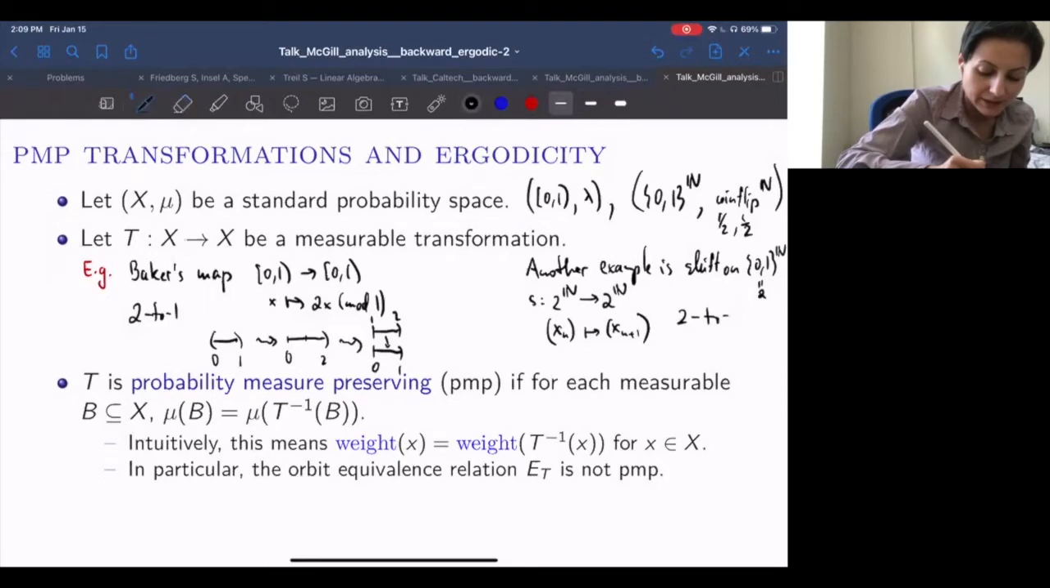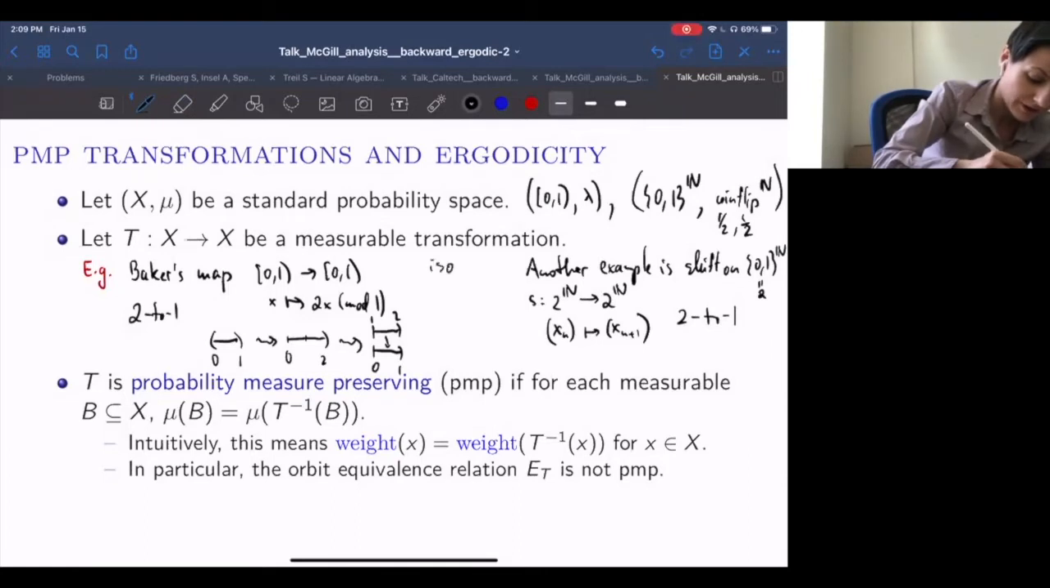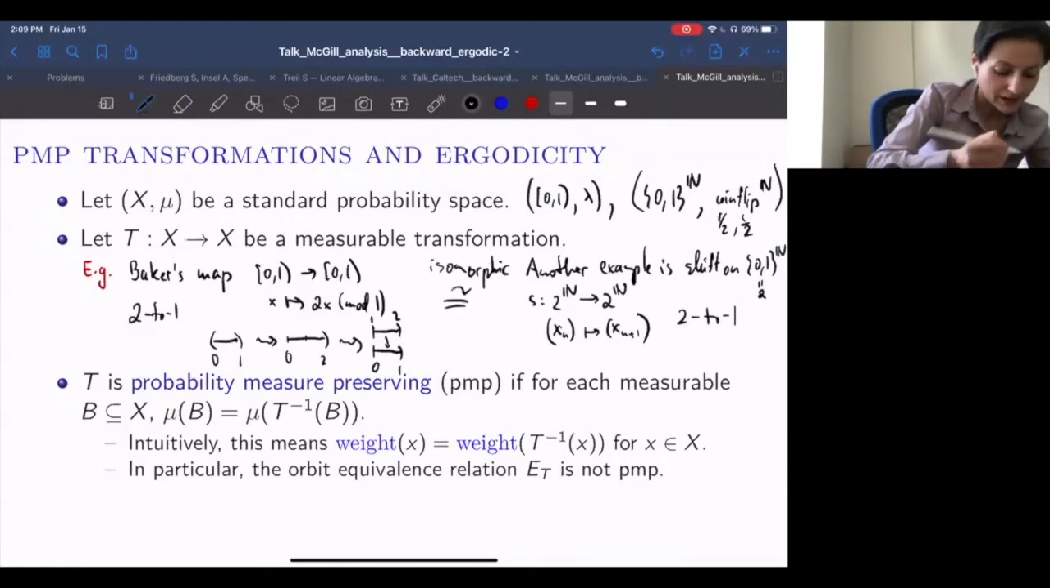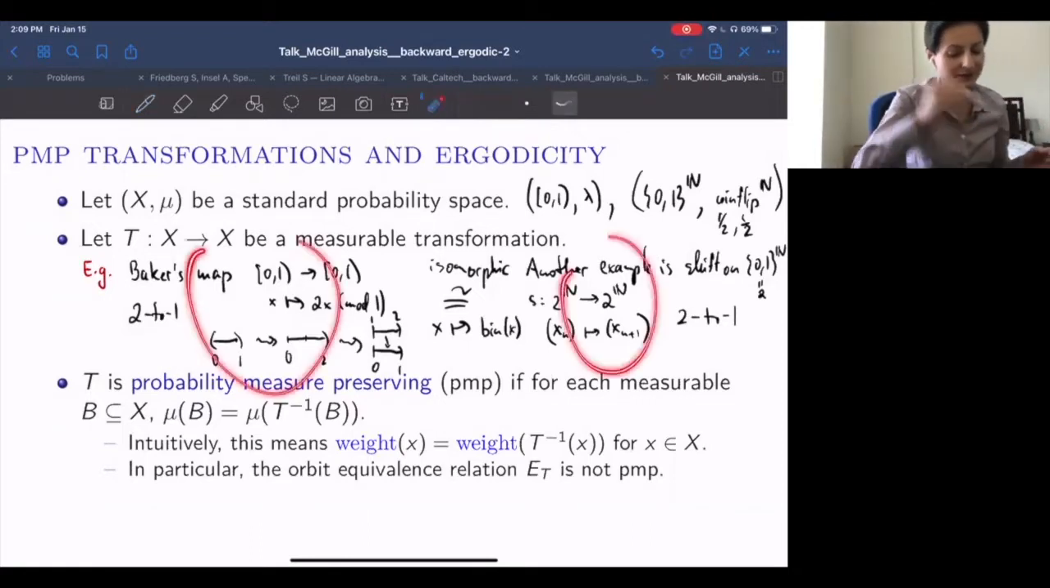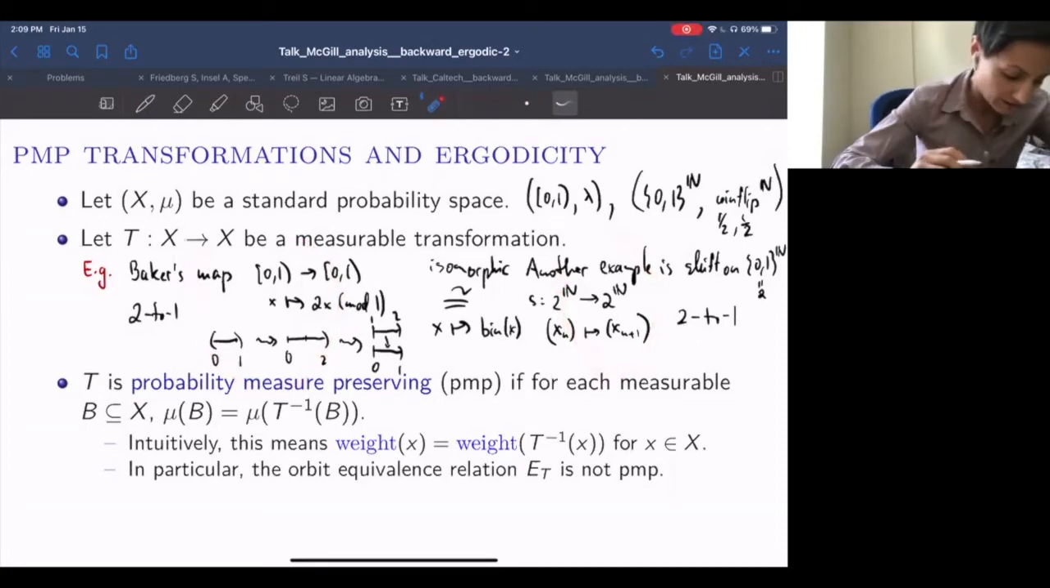And as a matter of fact, I just gave actually only one example. So these are isomorphic. And the isomorphism you would get from one map to the other map by mapping the real number x to its binary representation. So I'm just giving you these examples in case you like to think of it this way or like to think of it this way. Either way, these are 2-to-1 transformations, measurable transformations, okay?